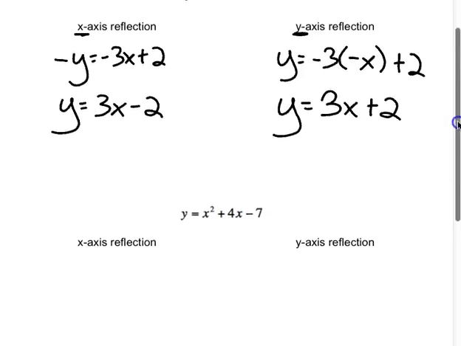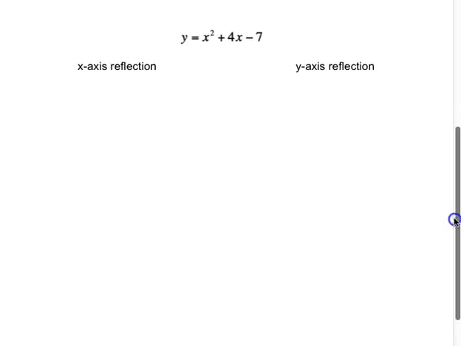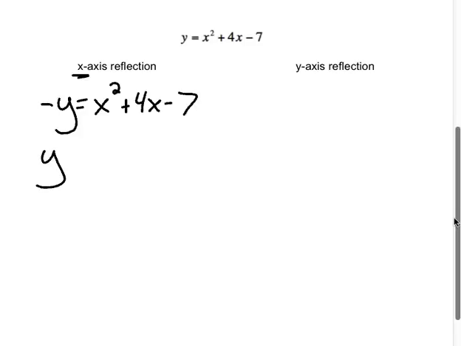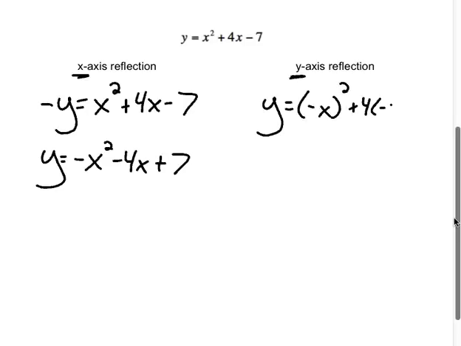We can do the same thing with other functions as well. So here, x-axis reflection, again, the x gets to keep its value, and the y has to take on the negative. When I go to resolve that, divide everything by -1. Y-axis, now the y gets to hold its value, and the x has to take on the negative.